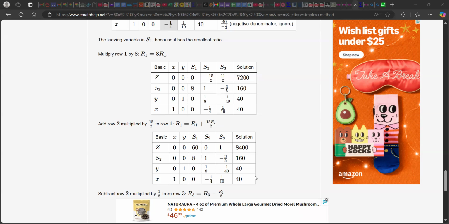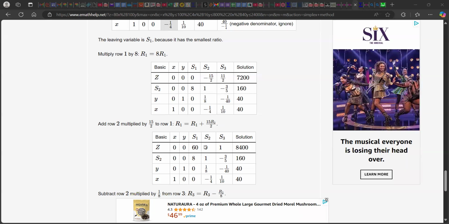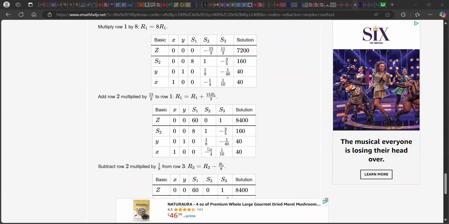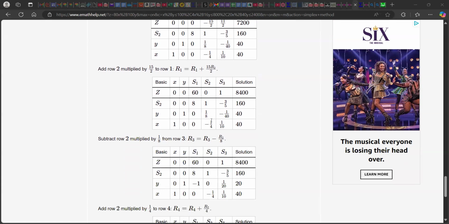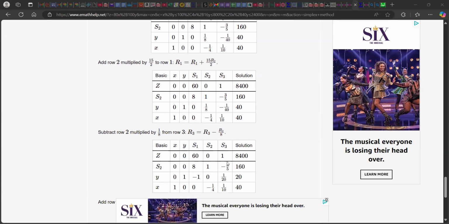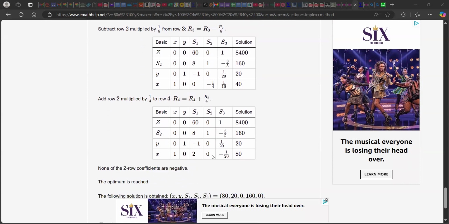Yeah. So you try to make everything above it 0. You see they make that into a 0 using row operations. Then you make the 1/8 into a 0. You make this minus 1/4 into a 0. And this is everything here. So when you look in the Z row now, there's no minus sign. What that tells you is that you have actually reached the optimum condition, where Z takes on its maximum.